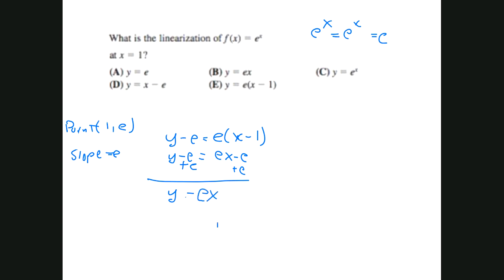Oh, no, I don't know why I have a negative there. That's an equal sign. Sorry about that. So y is equal to e times x. And that's my answer. So anytime you see the word linearization, you should just be thinking that is an equation of a tangent line at that point. That is it. Linearization and tangent lines are exactly the same thing.